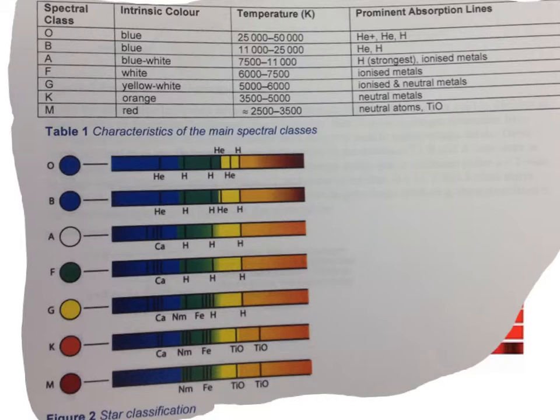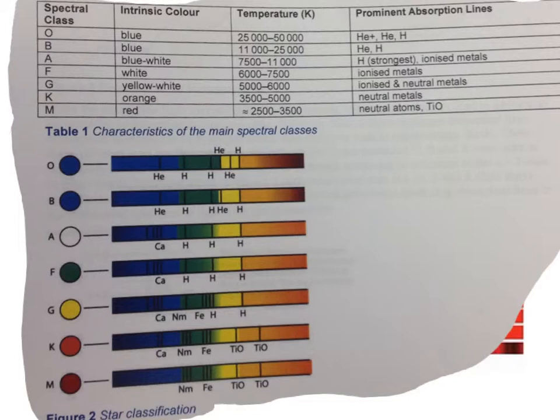You can see though that our highest spectral class, the O class, has the greatest temperature from 25,000 to 50,000 Kelvin, whilst our M-class star at the bottom, which is a red colour, has the lowest temperature, which is approximately 2,500 to 3,500 Kelvin, so a much colder star comparatively.